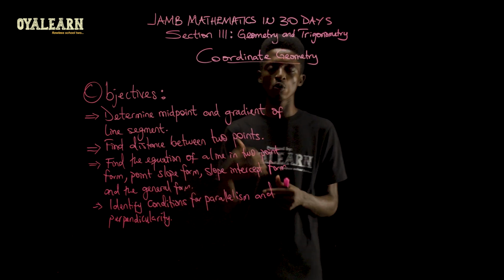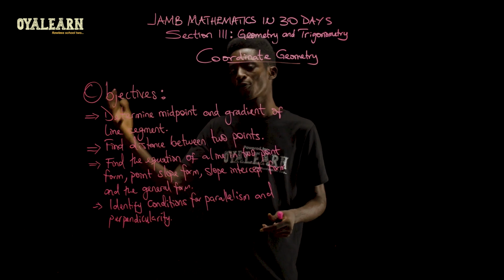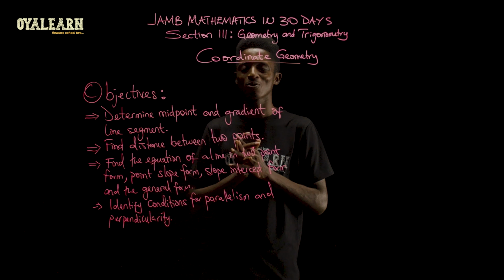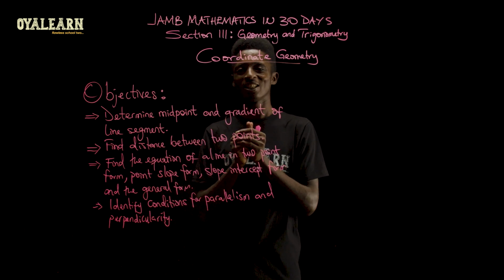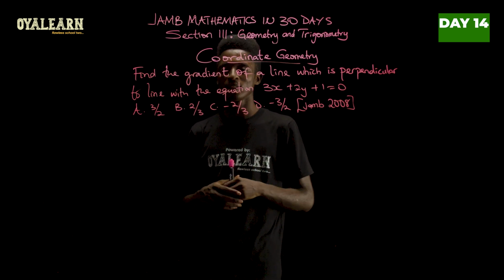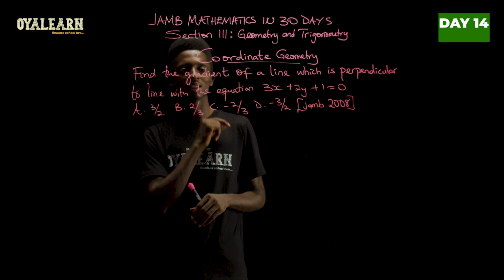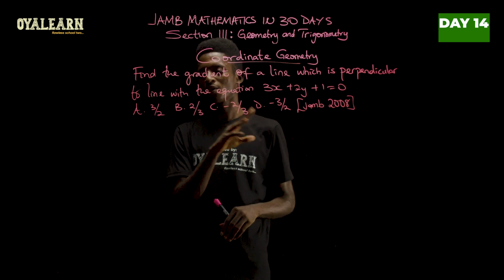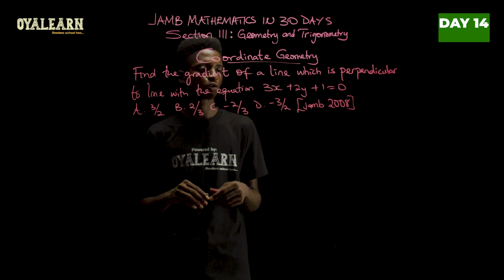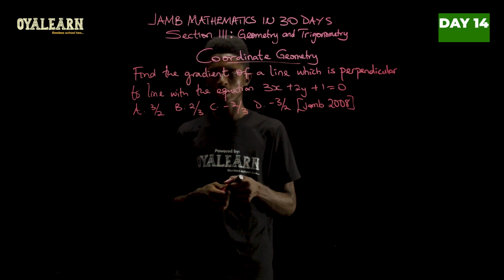Now, what we'll be doing is solving questions that cut across these 4 objectives. So do well to follow us as we go on to solve JAMB past questions on coordinate geometry. Let's go on to solve this problem from JAMB 2008, which asks us to find the gradient of a line which is perpendicular to the line with the equation 3x + 2y + 1 = 0.